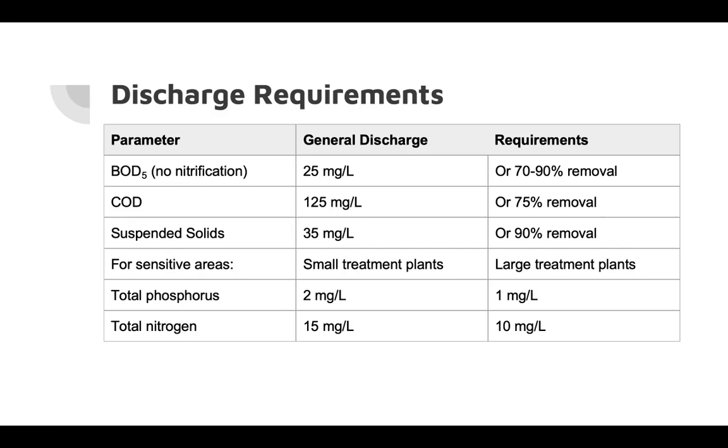Suspended solids require 90%. And there are also sensitive areas, which would require small treatment plants or large treatment plants. Total phosphorus would require 2 milligrams per liter or 1 milligram per liter. And total nitrogen would require 50 milligrams per liter or 10 milligrams per liter.